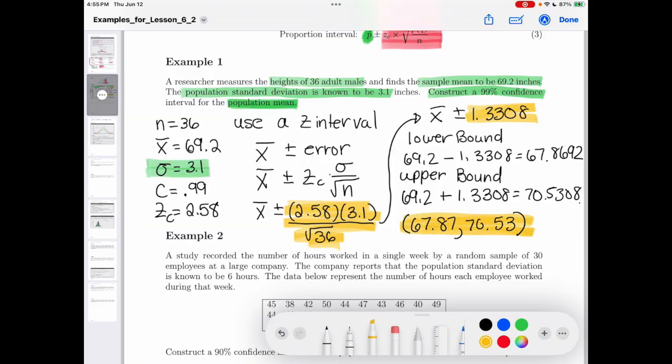Now, for our interpretation, we would say we are 99% confident that the true population mean falls between 67.87 inches and 70.53 inches. So these are in inches. We want to make sure we keep track of our units. Now let's hop over to GeoGebra and I'm going to show you how you can check all of that on there.